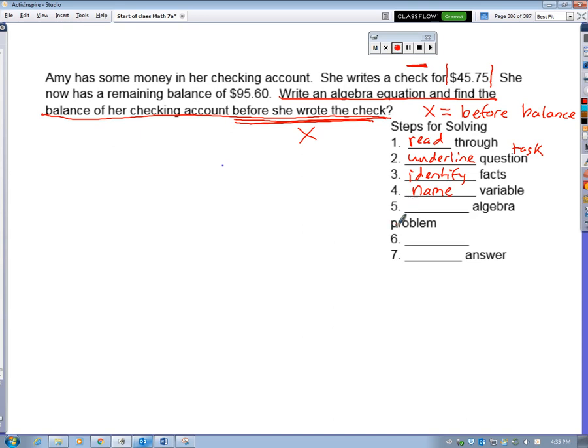Step number 5, we're going to build the algebra problem. Alright, we have our equal sign here. Remember, look for the start or the finish, and we want to go with the finish is mostly what is going to end up over here on this side. Alright, we don't have a starting amount, that's what we're trying to find, but we do have the finish amount, $95.60.